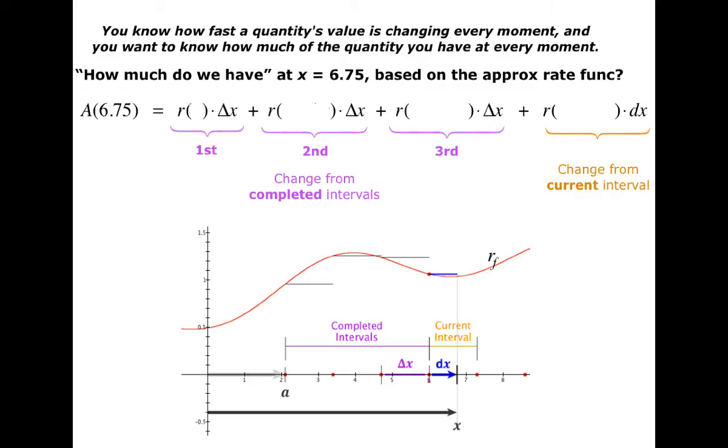So this is kind of a generic situation that we're going to use. We're going to set forth on this journey of trying to write the accumulation function in one rule, and this is how we need to think about it. That this is going to be the sum of the changes from completed intervals plus the change from the current interval. Okay, so then I have some questions for you to think about. So I'm going to guide you, but let you do as much of the work as possible.